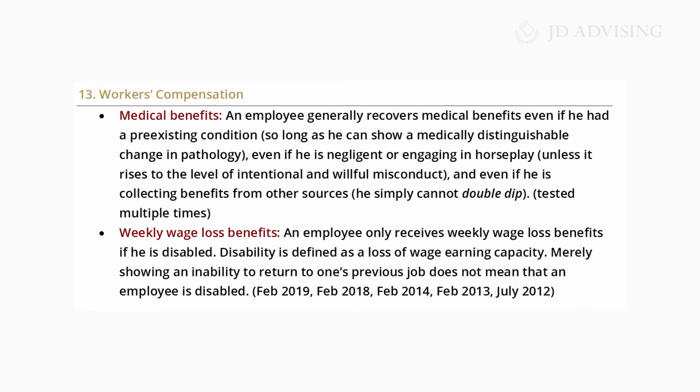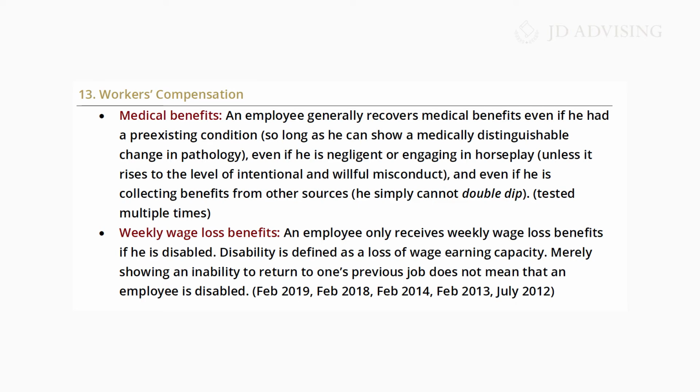An employee generally will recover medical benefits, even if they have a pre-existing condition. For most pre-existing conditions, you have to show a medically distinguishable change in pathology. Even if the employee is negligent, even if they're engaging in horseplay, unless it's intentional and willful misconduct. And even if they're collecting benefits from other sources, they can usually recover. They just can't double dip. This has been tested multiple times, medical benefits.